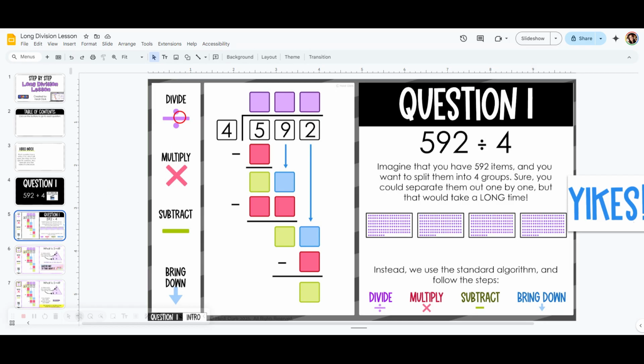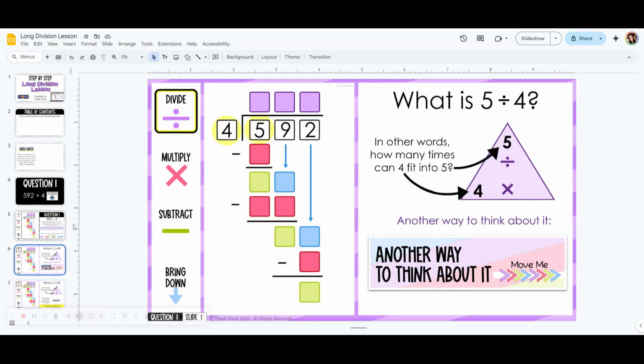So dividing first. We're always going to start with our divisor, 4. We're going to use it a lot. And we're using this first digit here. So we have the 592. Start with the 5. It's the closest one to the 4. We're doing 5 divided by 4. That might not make a lot of sense, but really all we're saying is how many times can 4 fit into 5? So if I had 5 pieces of chocolate, how many groups of 4 could I make?